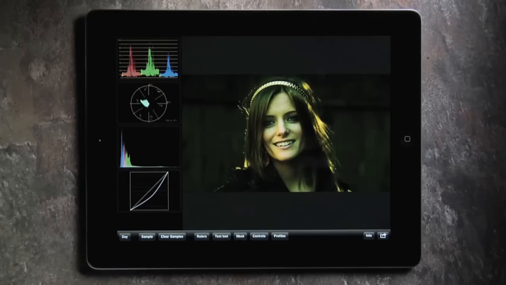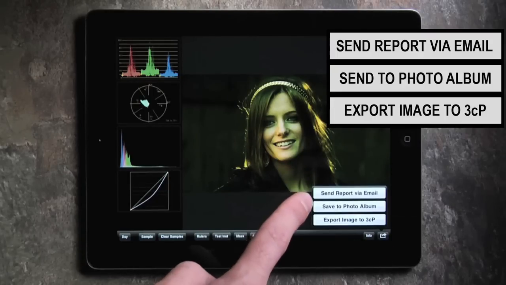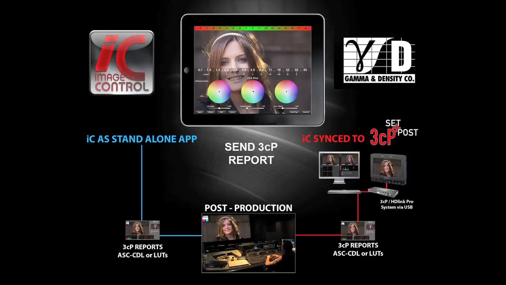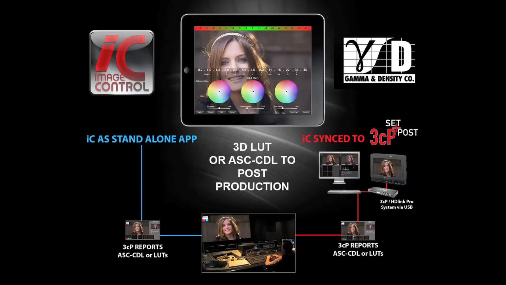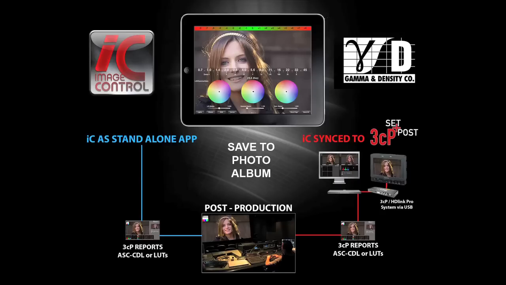So now that I'm done color correcting my image, I have a few options of exporting it. I can send a 3CP style report and 3D LUT directly to the post facility. I can save the image to my photo album, or I can send the image and settings directly to 3CP if I or another member of the production was using 3CP on set as well.